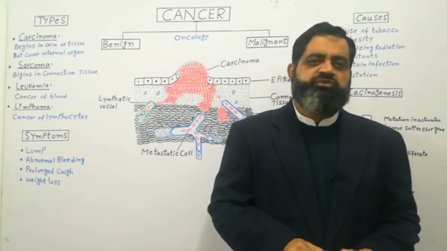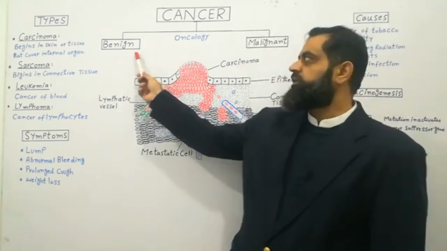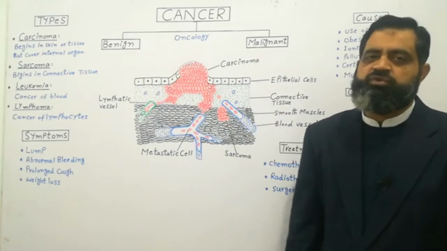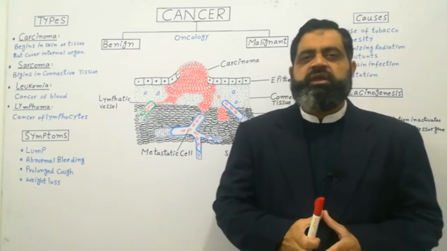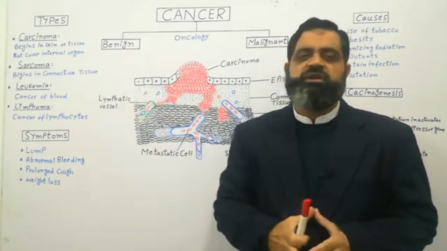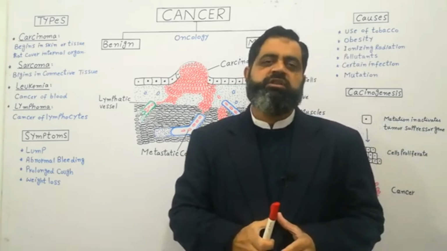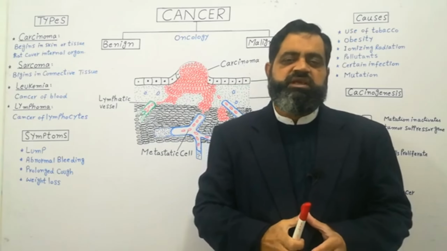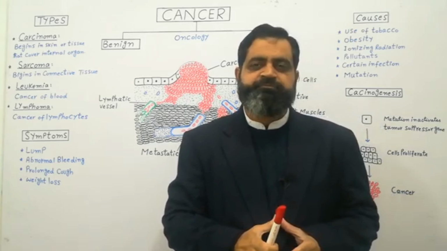So there are two types of tumors which are produced in our body. One is a benign tumor while the other is a malignant tumor. If the tumor is localized and is not harmful, then we call it a benign tumor. But if this tumor starts to spread all over the body, then we call it cancerous cells or a cancerous tumor, which is known as a malignant tumor.